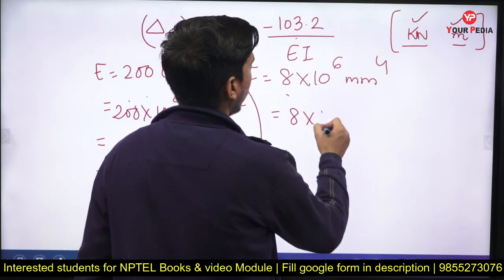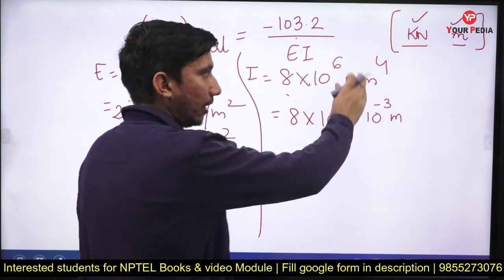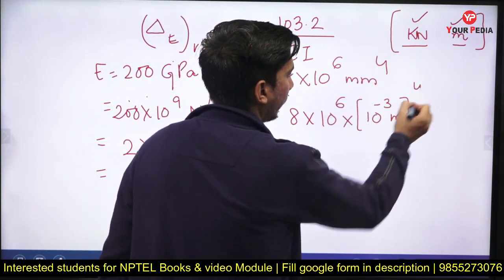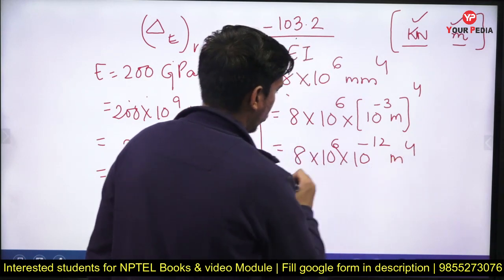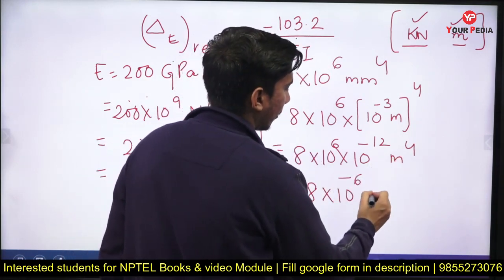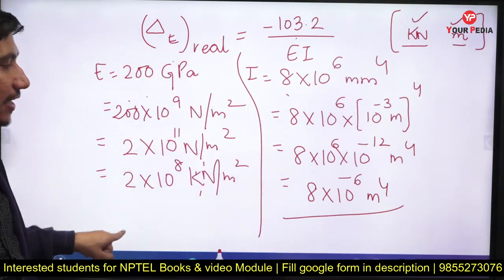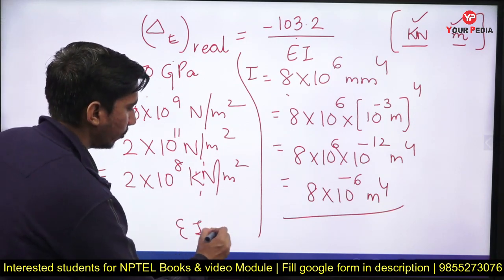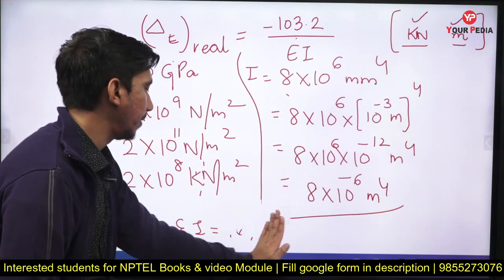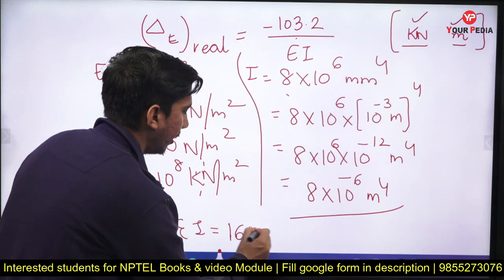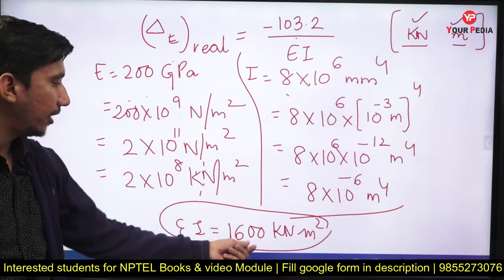So this becomes 8 into 10 raised to power 6. Millimeter is 10 raised to power minus 3 meters, and since it is raised to power 4, I also have to raise this to power 4. This becomes 8 into 10 raised to power 6 into 10 raised to power minus 12 meter 4, which I can write as 8 into 10 raised to power minus 6 m raised to power 4. This is the value of I in standard units, and this is the value of E in standard units. From here EI is equal to this into this, which becomes 1600 kilonewton meter square.